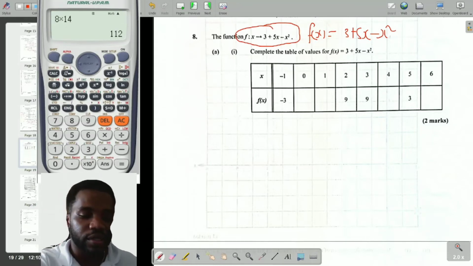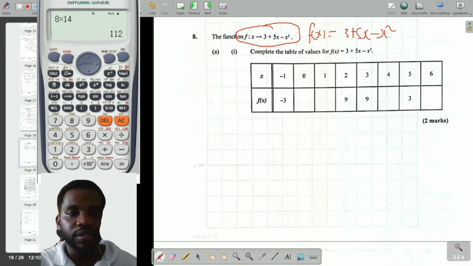Alright, guess what now? This is how you make your calculator work for you. So you pull up your calculator. Alright, so I'm simply going to put in the function 3 plus. Now what we do is put the x value and we get the f of x value. So we have negative 1 giving me negative 3. I need to find out what 0 will give me. So I'm going to have 5.